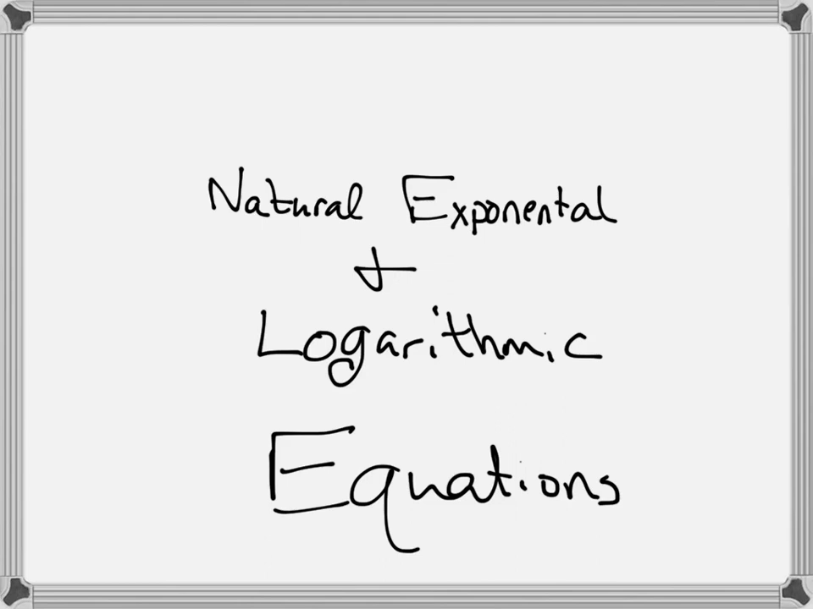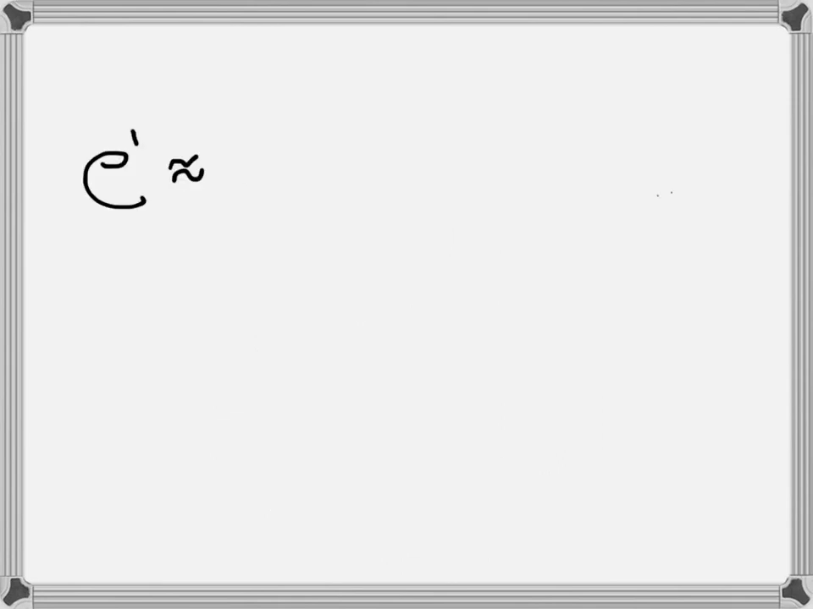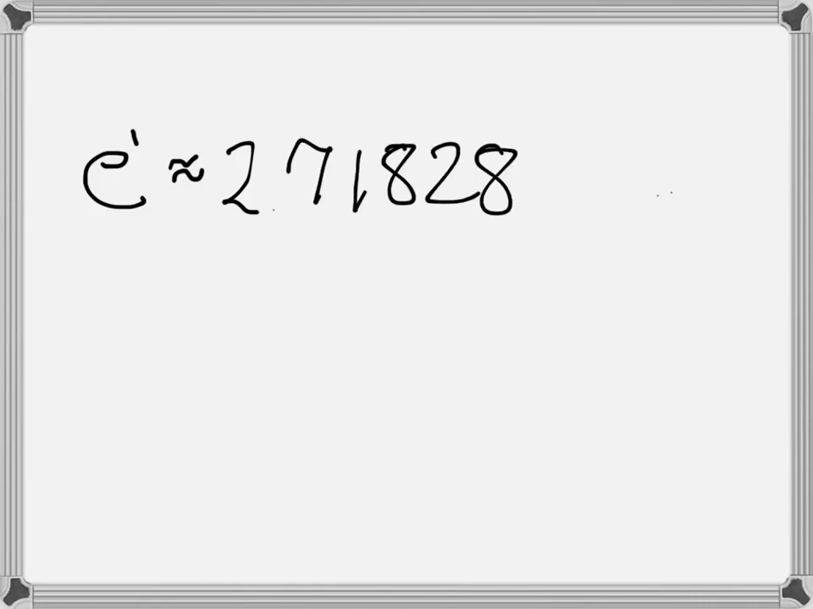Now, the problem is it's a number that never ends, just like pi. And so we usually leave it in terms of e, and that is 2.71828... And it keeps going. You're never going to actually find that number.